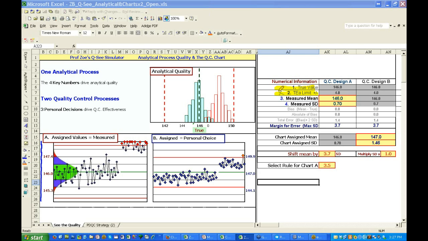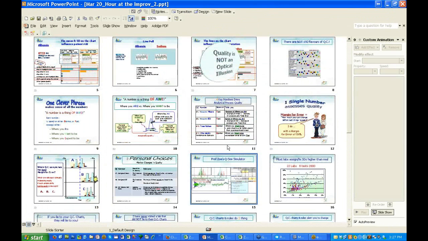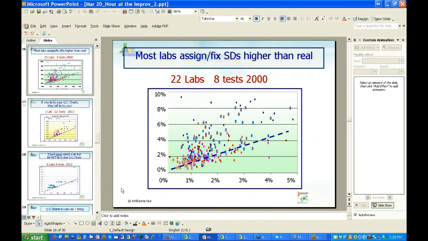Many people are under the mistaken idea that the mean assigned to the chart is the true value. No, that is the mean that is produced by the analytical system at that point for that specific Gaussian distribution. It has a unique mean and SD. That's what we need to capture and put on the chart. And the problem is that the mean and SD that are on the chart are so often not the real ones. This is the crux of what's going wrong in quality control.